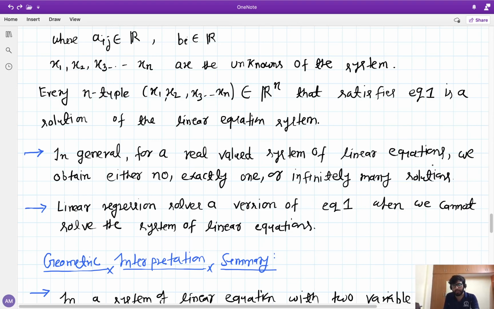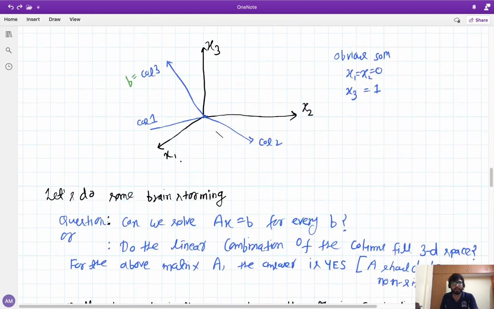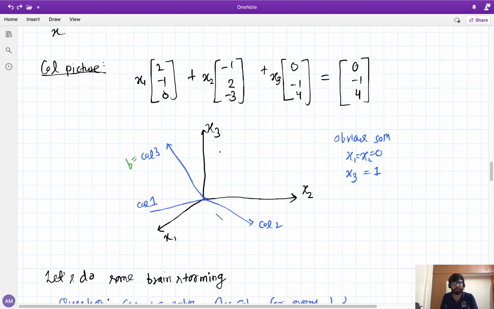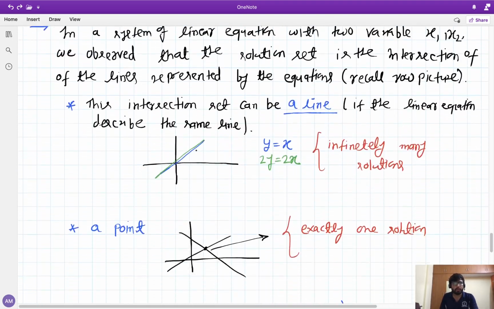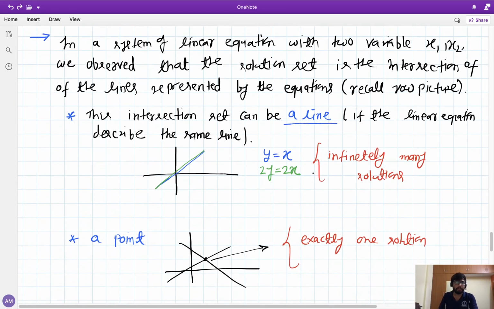For a real valued system of linear equations, we obtain either no solution, exactly one solution, or infinitely many solutions. In our earlier examples, we were obtaining one solution. So here let us look at the geometric interpretation summary. In a system of linear equations with two variables x1 and x2, we observed that the solution set is the intersection of the lines represented by the equations. Recall the row picture. That's what we have done.